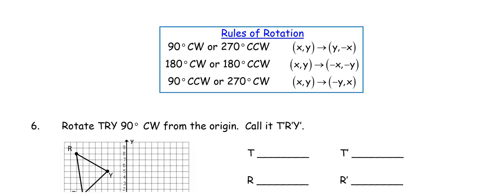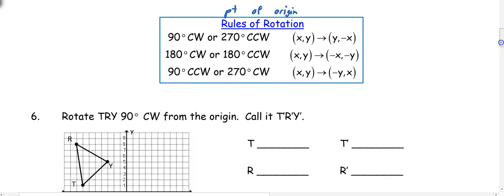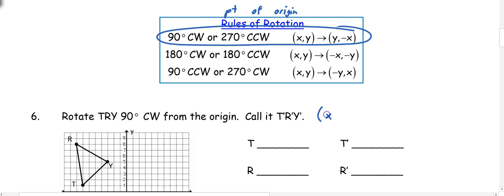Now we're going to use our rules of rotation to rotate a point around the origin. These rules of rotation only work around a point of origin. In number one, we're going to rotate TRY 90 degrees clockwise from the origin. Well, 90 degrees clockwise is this rule. Whatever the x, y coordinate is, we're going to make the y coordinate become the x, we're going to make the x become the y, and we're going to switch the sign of the x coordinate.